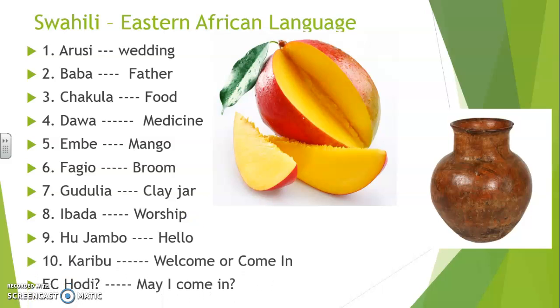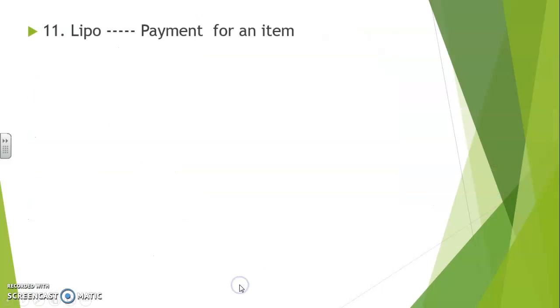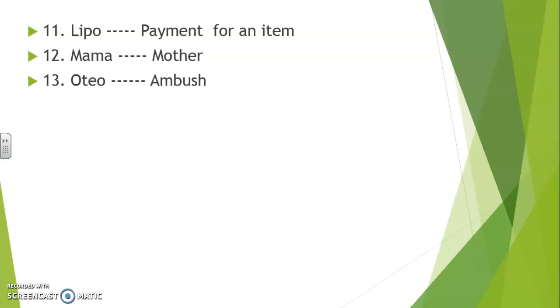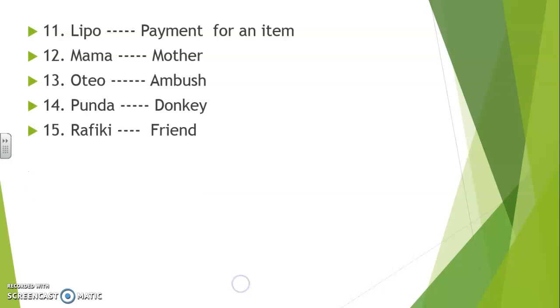And then, welcome, come on in, Karuba. Or if you're going to ask, may I come in, Hodi. Some other words, you're going to pay something, you do a lipo. We had father already, now you got mother, mama. Ambush, somebody coming behind you, Oteo, Oteo. Watch out for an animal coming from your backside. Punda means donkey, a work animal there.